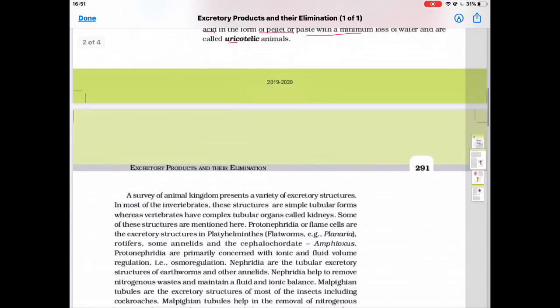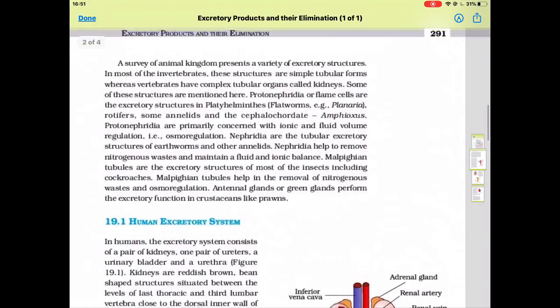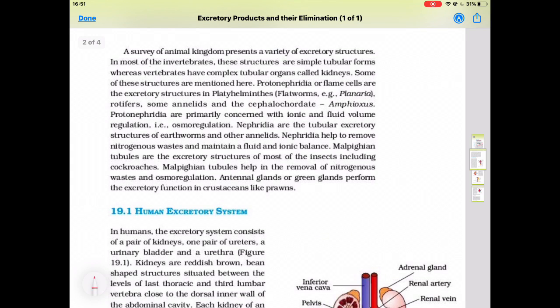A survey of animal kingdom presents a variety of excretory structures. In most of the invertebrates, these structures are simple tubular forms, whereas vertebrates have complex tubular organs like kidneys. In invertebrates, simple tubular structures are present, and in vertebrates, complex tubular structures are present in the kidney. Protonephridia or flame cells are the excretory structure in platyhelminths.